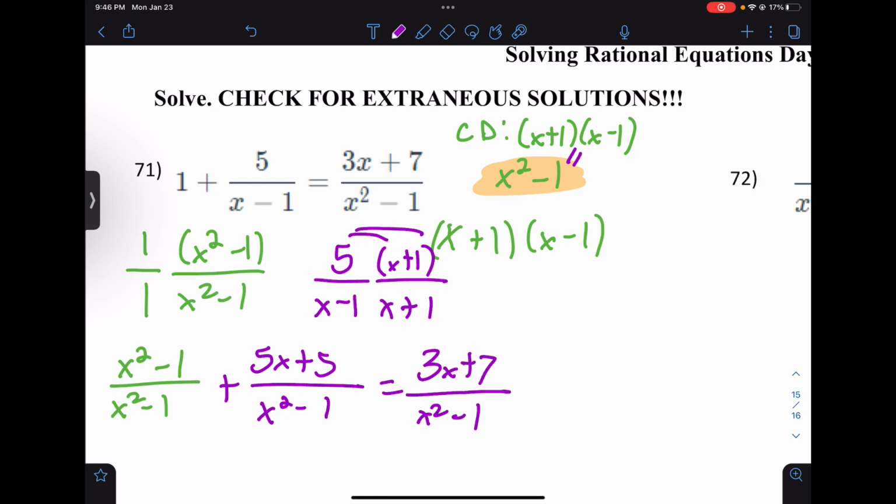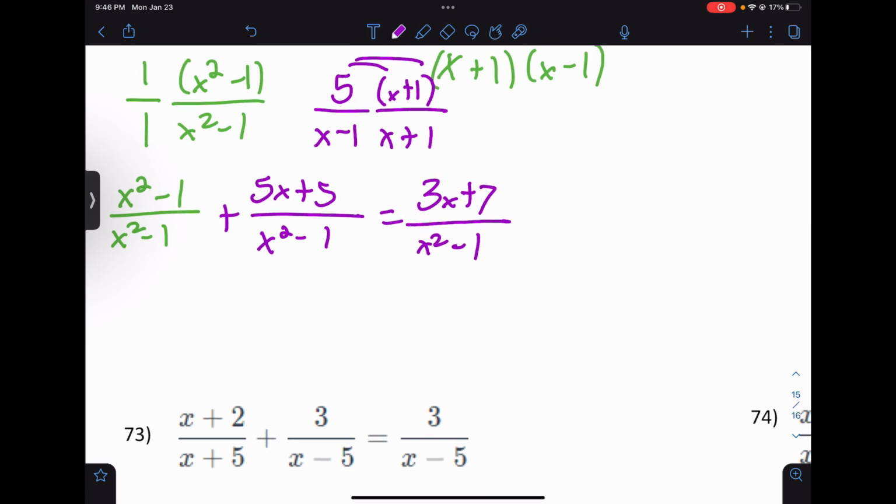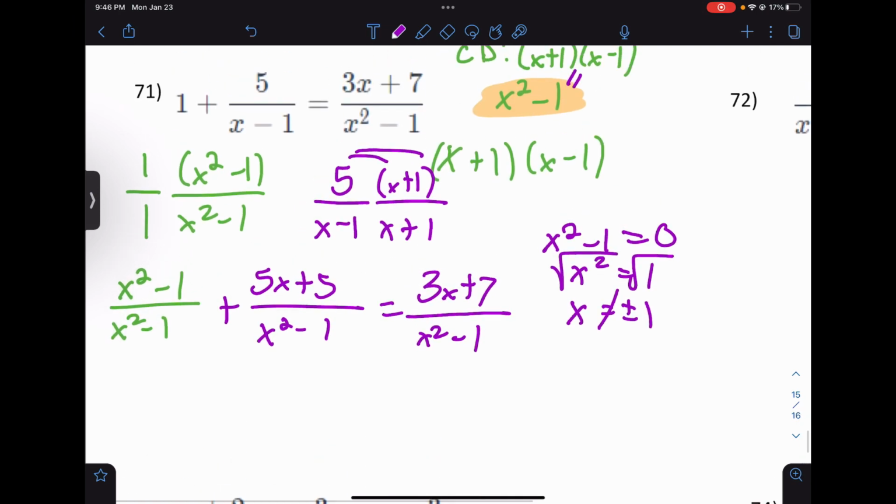All right, so now at this point, we want to set the denominator equal to 0. So if I do x squared minus 1 equals 0, I get x squared equals 1. When you take the square root of both sides, don't forget, you have to add in a plus minus. When you add in the square root symbol, you've got to add in a plus minus. So we know that x cannot equal positive or negative 1.